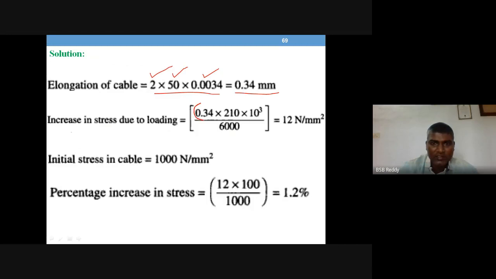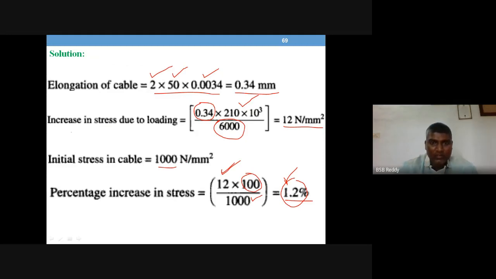This elongation divided by L, the change in length by original length, delta L by L, into Young's modulus of steel will give you the stress in steel. So 12 Newton per mm square. The initial stress is 1000, whereas the increase is only 12 Newton per mm square. In percentage, 12 increase in stress over the original stress 1000, into 100, is a 1.2% increase in stress. Roughly 1% of stress is not a matter at all when you are talking about 1000 Newton per mm square. 1001 is not a matter at all.